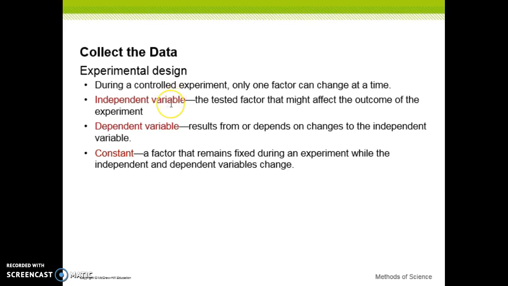Again, independent variable, something that I can change or is within my control. And a dependent variable is a result of that change. It's the thing that you can measure. A constant is a factor that remains fixed during an experiment while the independent and dependent variables change.